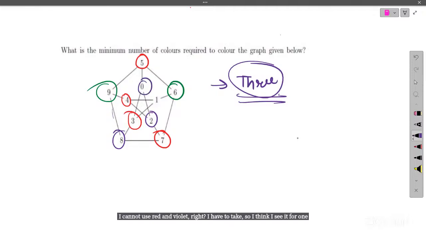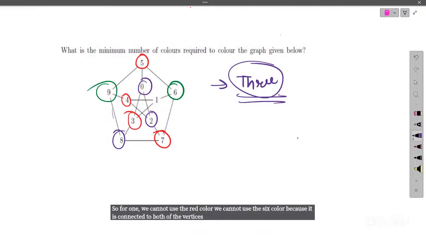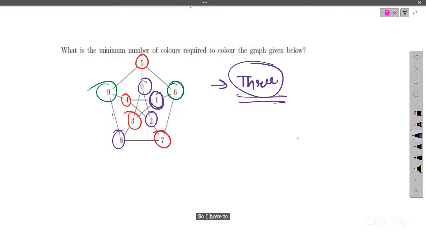Yes. So for 1, we cannot use the red color. We cannot use the 6 color because it is connected to both of the vertices. It is connected to vertices colored with red color. It is connected to the vertices colored with the green color. So I have to take another color here. So I think that's it. Okay, ma'am. Okay, understood.